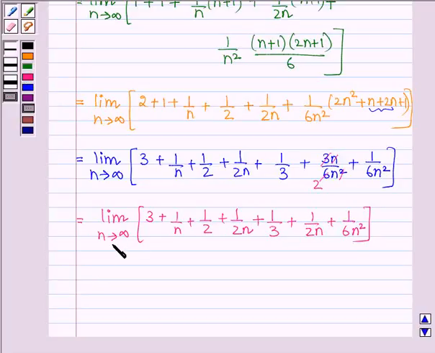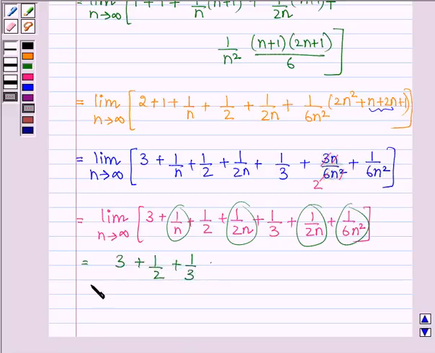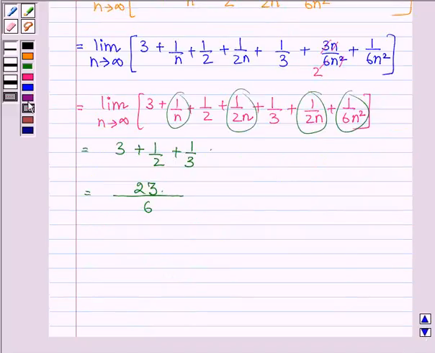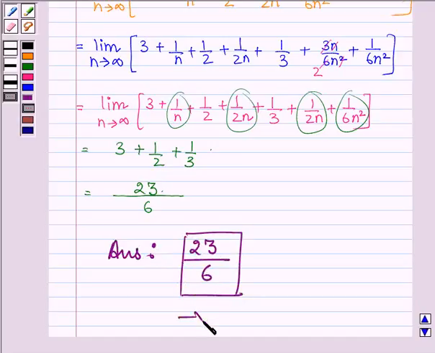Now limit as n tends to infinity, this term is 0, this is also 0, this is also 0, and this is also 0, so we have 3 plus half plus 1 upon 3, and LCM is 6, and in the numerator we have 23, which we get on simplifying. Thus, on evaluating the given definite integral, we get our answer as 23 upon 6. So this completes the session.